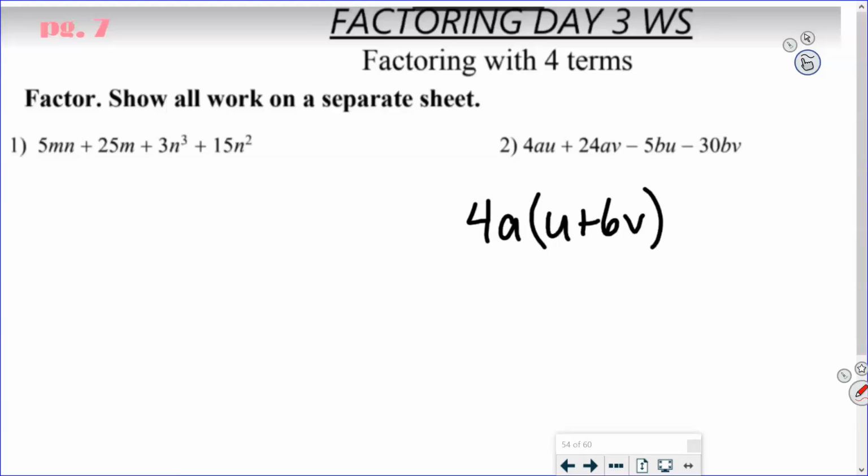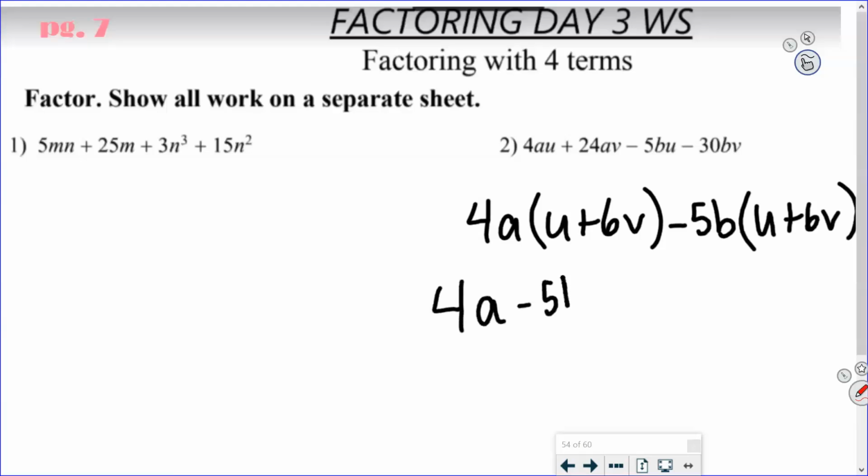Okay. You guys are right. Keep going. What can you take out of the last one? Negative 5b, yes. And then that's going to be a positive u plus 6v. Very good. So if you notice, we had 4a minus 5b, and then u plus 6v.